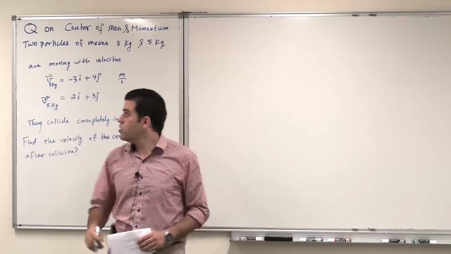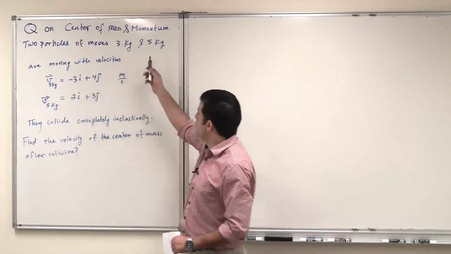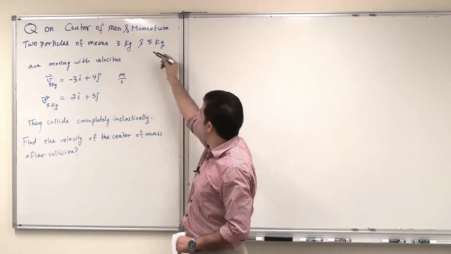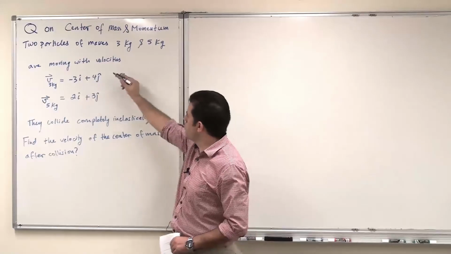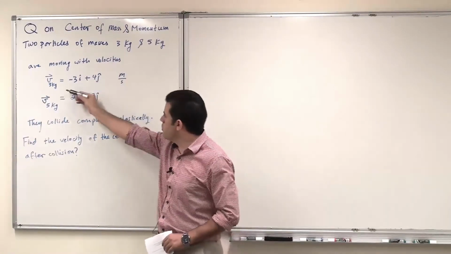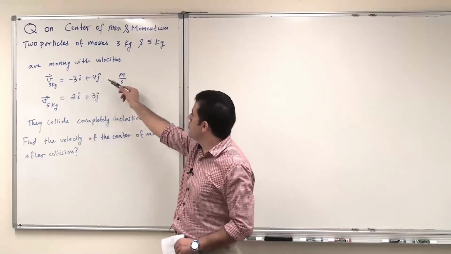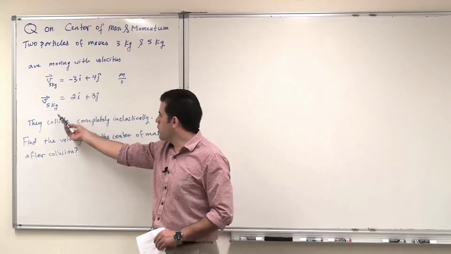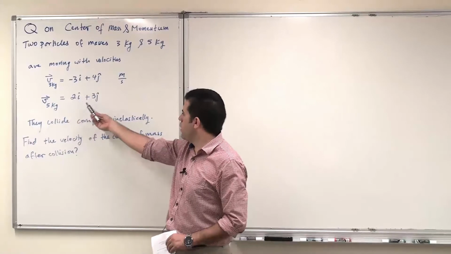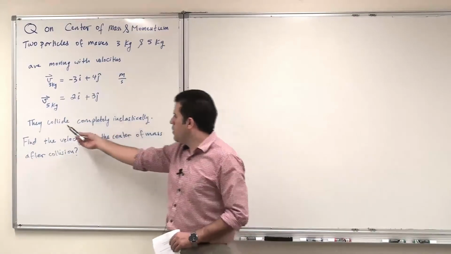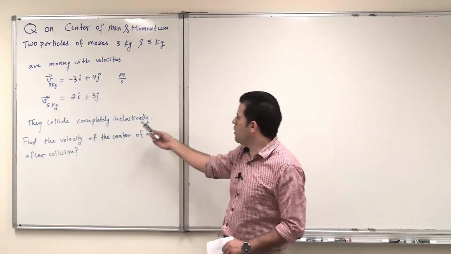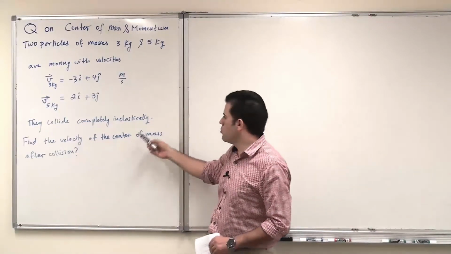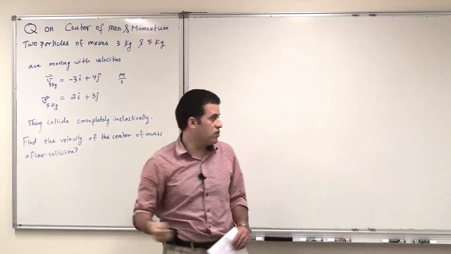Assalamu alaikum. This question is on center of mass and momentum. Two particles of masses 3 kilogram and 5 kilogram are moving with initial velocities: the 3 kilogram with minus 3 i hat plus 4 j hat meters per second, and the 5 kilogram with 2 i hat plus 3 j hat. Then they collide completely inelastically. Find the velocity of the center of mass after collision.